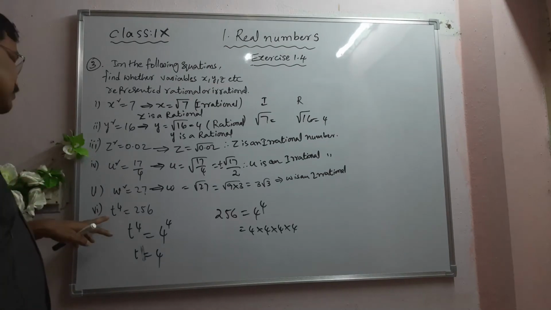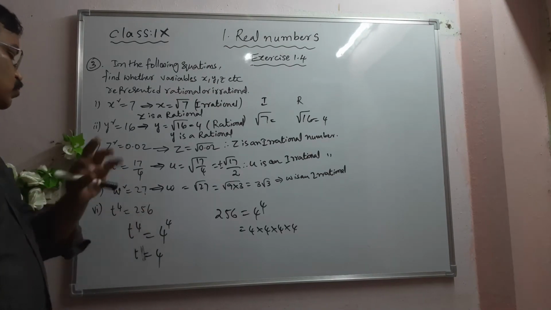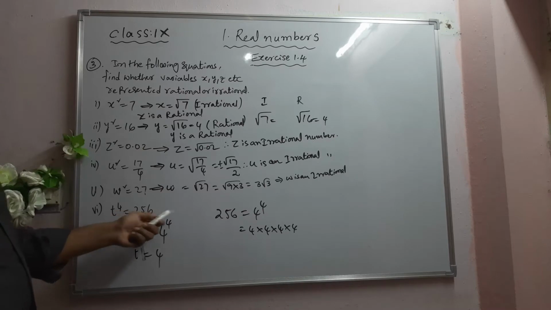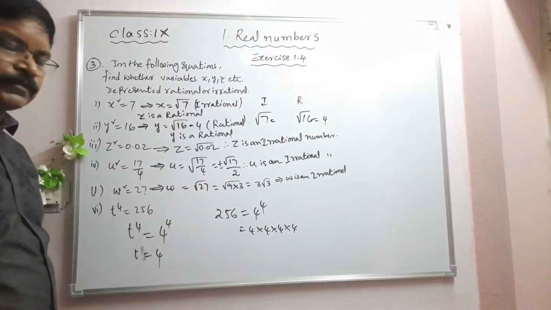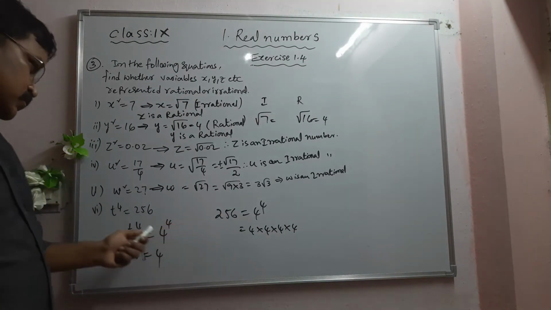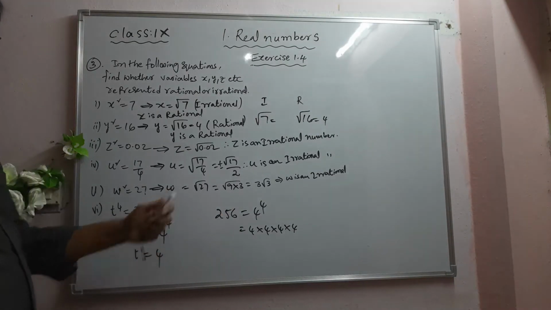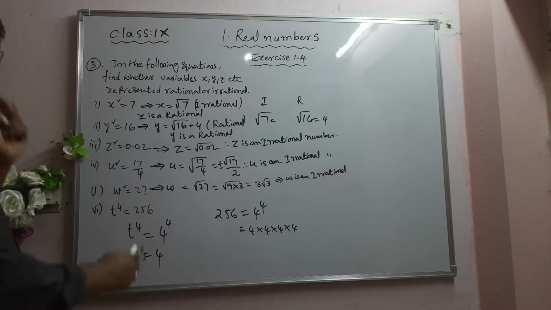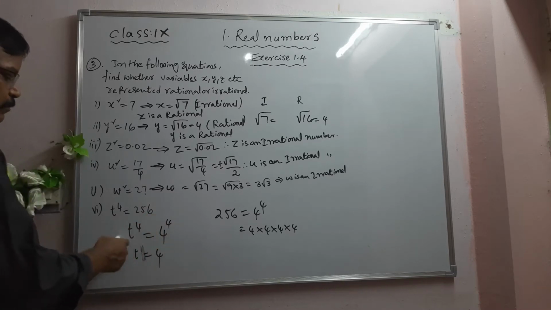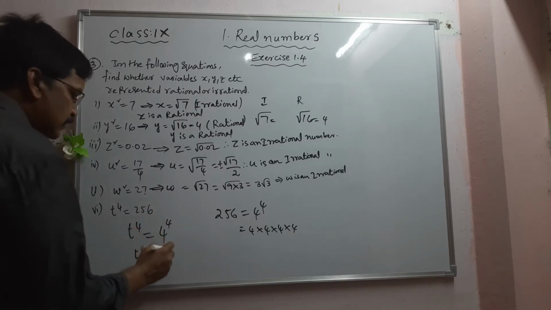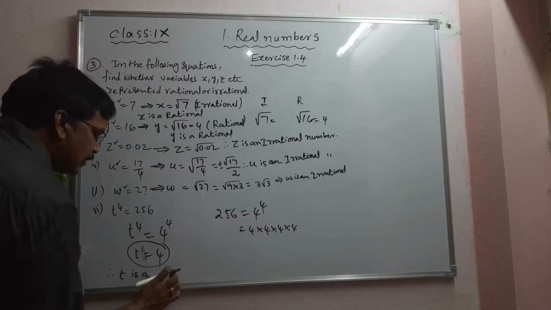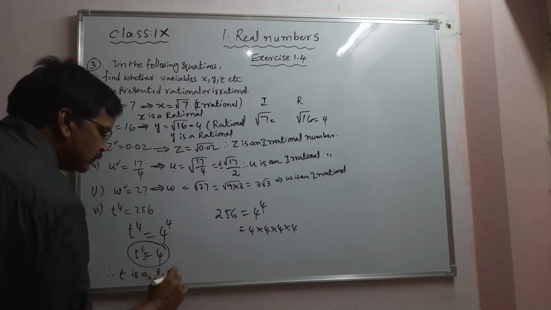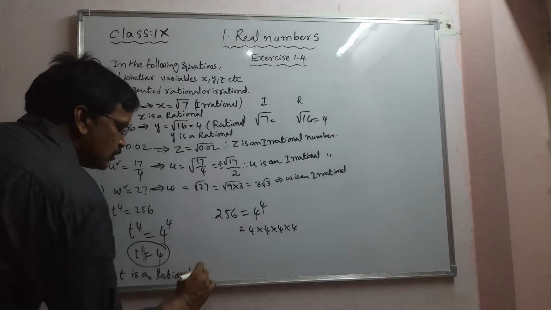Next, in this last question, t to the power of 4 is equal to 256. This 256 can be written as 4 to the power of 4. Here, these two powers are equal, then bases are also equal. That means t is equal to 4. So, what is t? Therefore, t is a rational number.